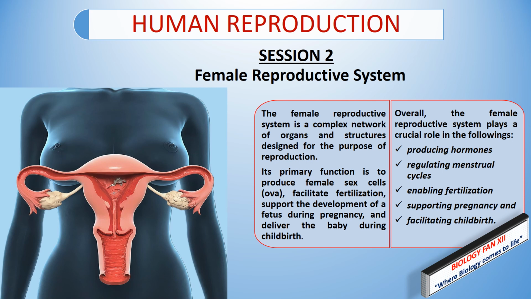What is the female reproductive system? The female reproductive system is a network of organs and structures designed for the purpose of reproduction, and its primary function is to produce female sex cells, facilitate fertilization, support the development of a fetus during pregnancy, and deliver a newborn baby during childbirth. Shortly, we can say it plays a vital role in: one, producing hormones; two, regulating menstrual cycles; three, enabling fertilization; four, pregnancy; and fifth, facilitating childbirth.